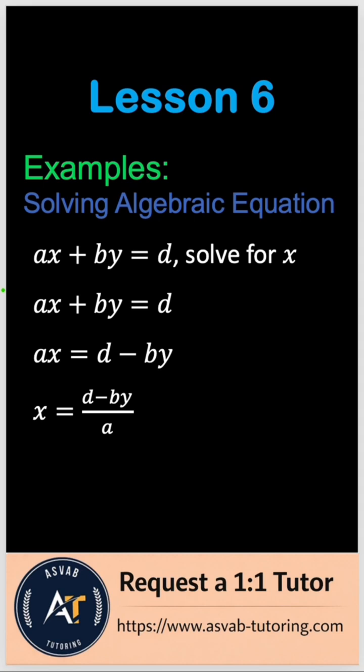Next, we have solving algebraic equations. The example says ax plus by equals d, solve for x. So ax plus by equals d. Now if we bring this positive by to this side, it becomes negative by. So that's ax equals d minus by. If we bring this a to this side, it will divide d minus by. So finally the answer will be x equals (d minus by) over a.